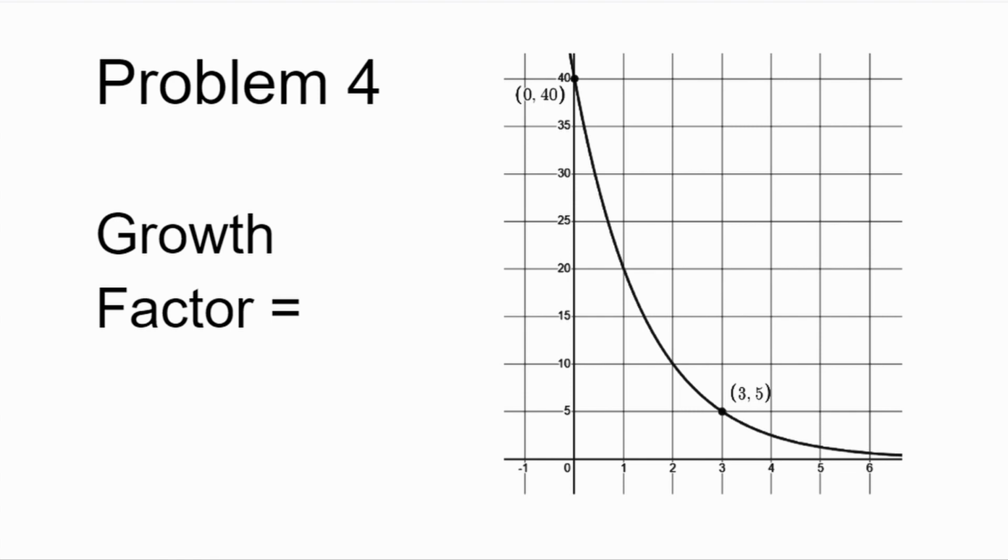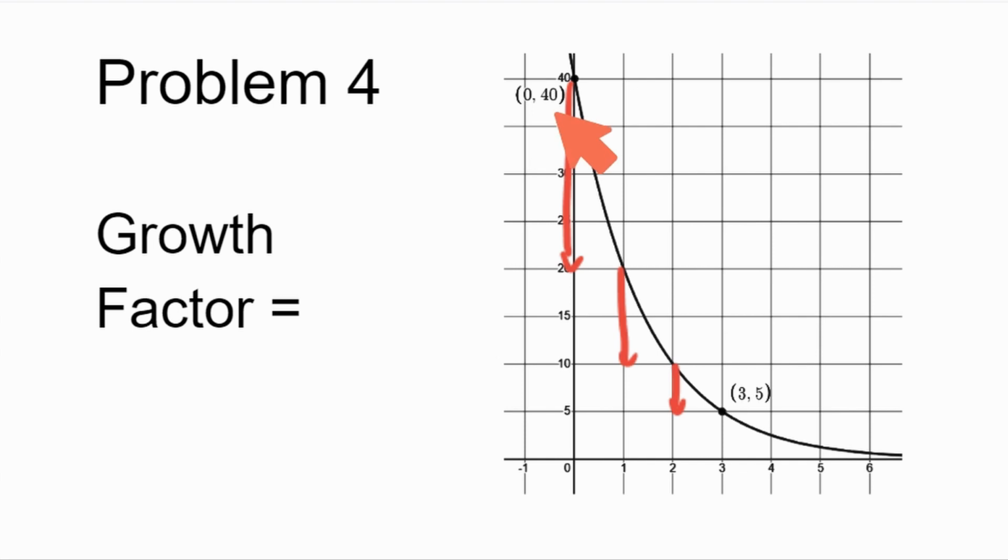Problem 4. What's the growth factor for this graph? Notice that for this graph, we don't have any consecutive points. And as I move forward, the points are decreasing. The height of the point is getting smaller as we move forward. So starting from the 0th step to the 3rd step, how many jumps does it take to go from x equals 0 to x equals 3? It takes 1, 2, 3 jumps to get to the 3rd step.